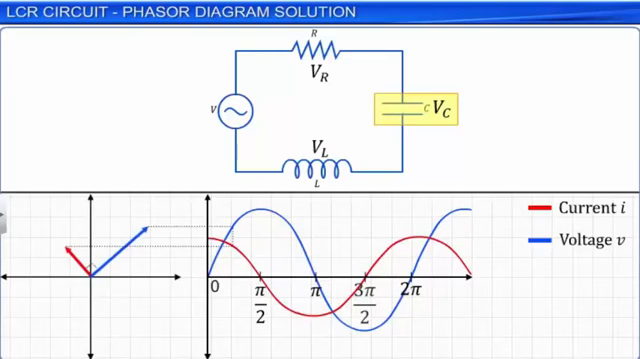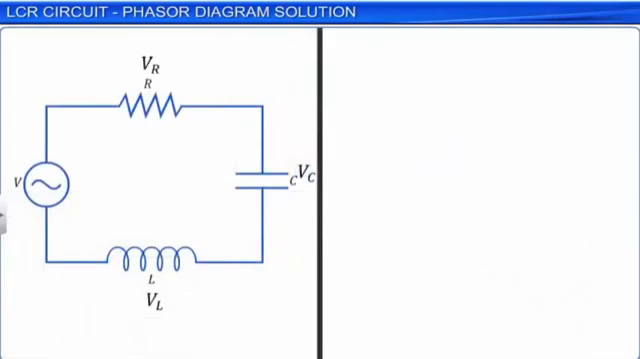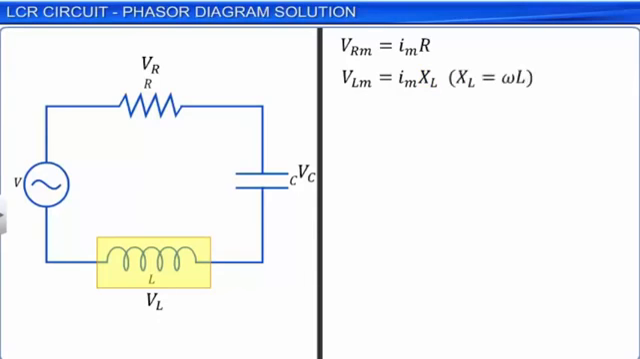The amplitude of the voltage across the resistor is Vrm equal to Im into R. The amplitude of the voltage across the inductor is VLm equal to Im into XL, where XL is the inductive reactance of the inductor. We know that XL is equal to omega L. The amplitude of the voltage across the capacitor is Vcm equal to Im into Xc, where Xc is the capacitive reactance of the capacitor.